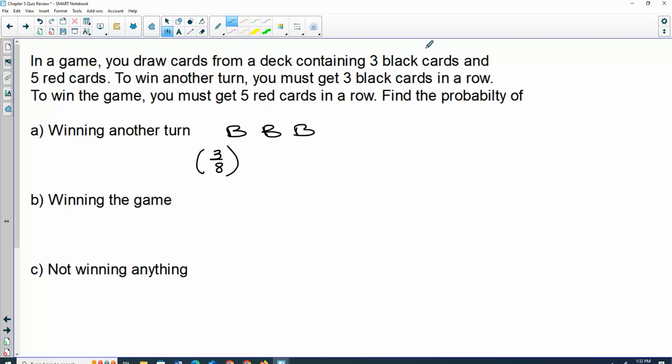3 out of 8, because I have a total of 3 black and 5 red in my deck. Okay, if I just took out a black card, what's the probability the next one's black? Then what's the probability the next one's black? 1/6. Okay, so if I multiply those, I get 0.0179.